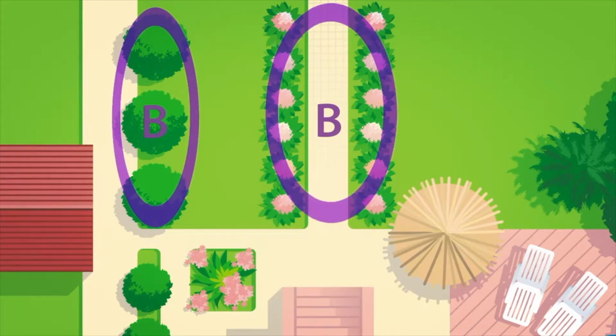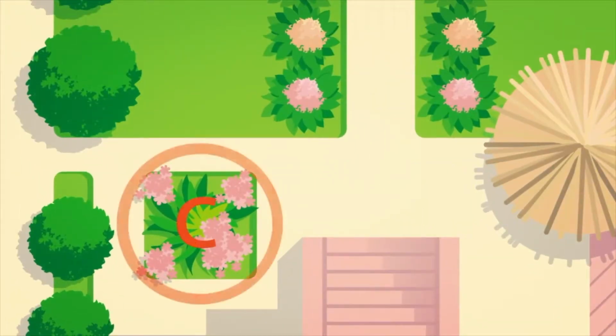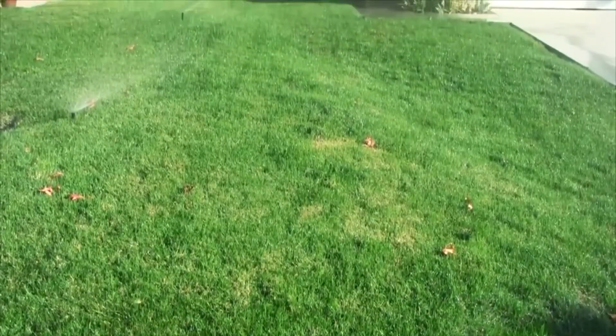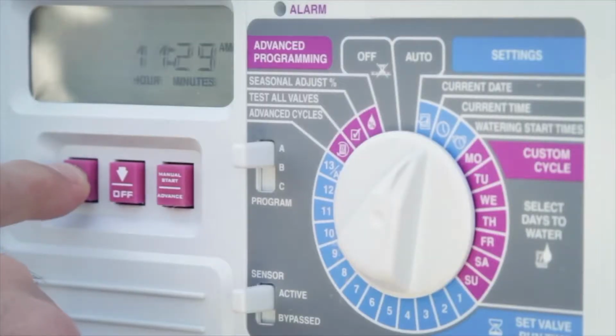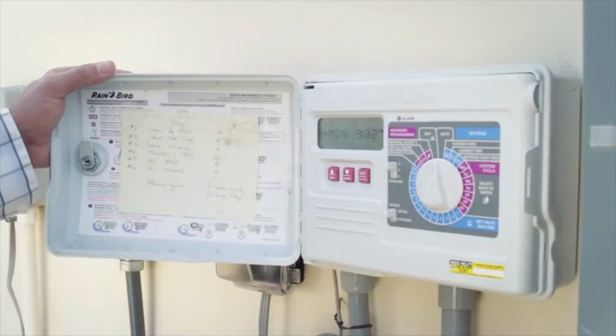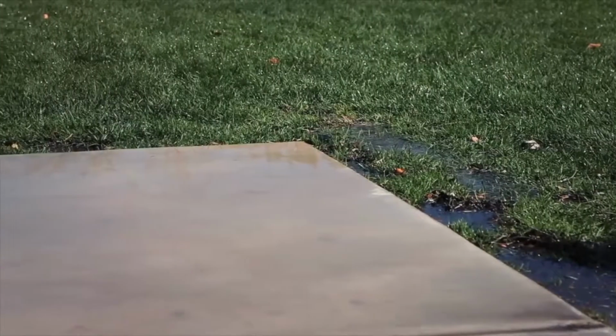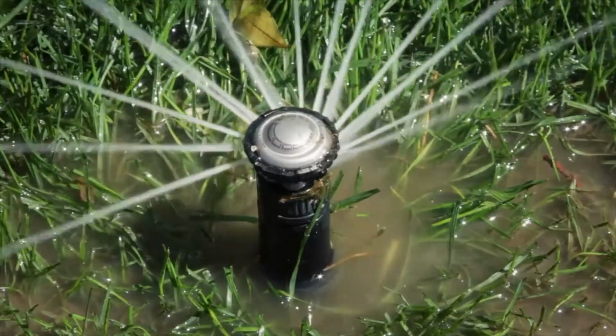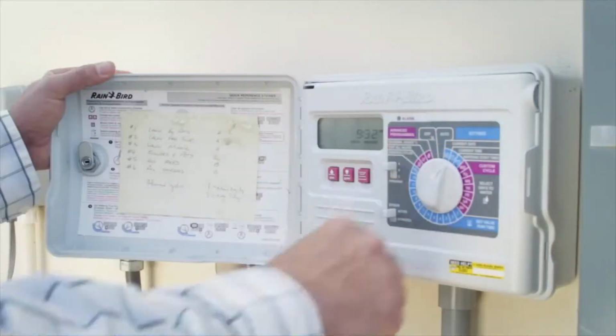Program B may handle the trees and shrubs, and Program C may do the vegetable garden. Each program will have its own start times and days, and any single zone can be included in each program. Make sure you understand the way your controller works. This is where a lot of water can be wasted if you program your controller incorrectly.